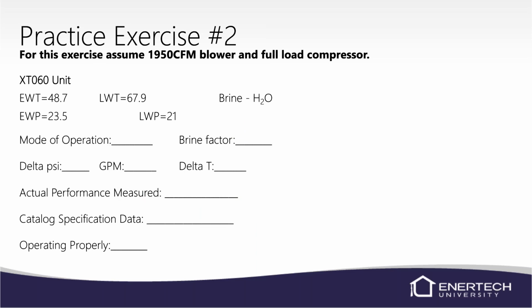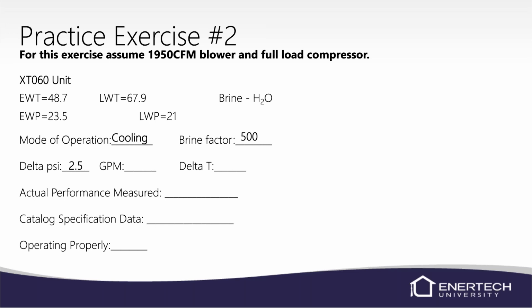So now we know our temperature difference, we know our pressure drop, we know our mode of operation is cooling because we're at 48 in and 67 out. The brine factor for water is 500. Again, that's really 501, but 500 is the constant. That's all you got to remember. Brine factor for water is 500. If you actually look at the charts in the back of the manual, it will tell you what it is as well. If it's got antifreeze, 485. If it's got straight water, it's 500. So if you do forget, you can look at those startup sheets in the back of the manual.